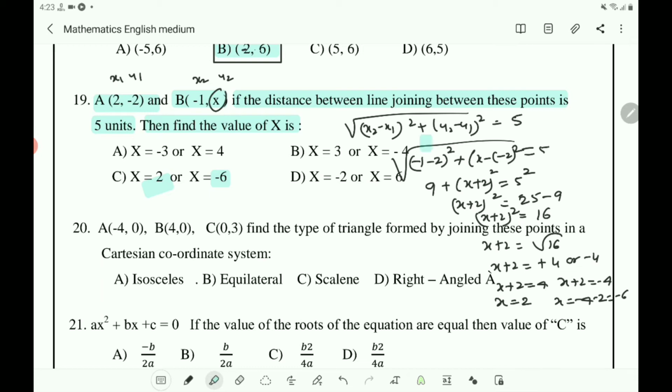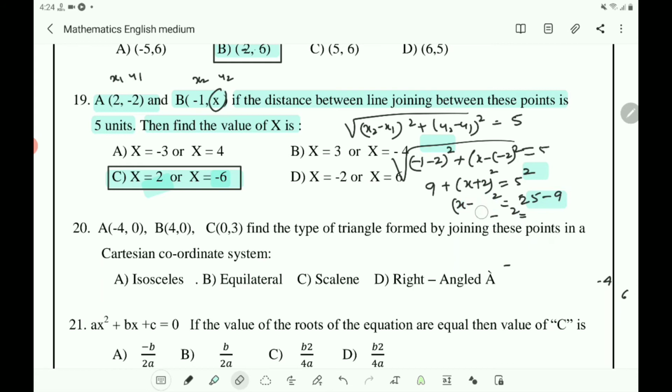Here you observe, to remove this root you must take the square here. Then you transfer this to the RHS. Next, 25 minus 9 is 16. So take the root here. You will get x plus 2 equals the square root of 16, which equals plus or minus 4. If you take x plus 2 equals 4, you will get 2. If you take x plus 2 equals minus 4, after transferring 2, it becomes minus 4 minus 2, which equals minus 6. So you got the answer, x equals 2 and x equals minus 6. Option C is the answer. Then you take the next question, the 20th question.